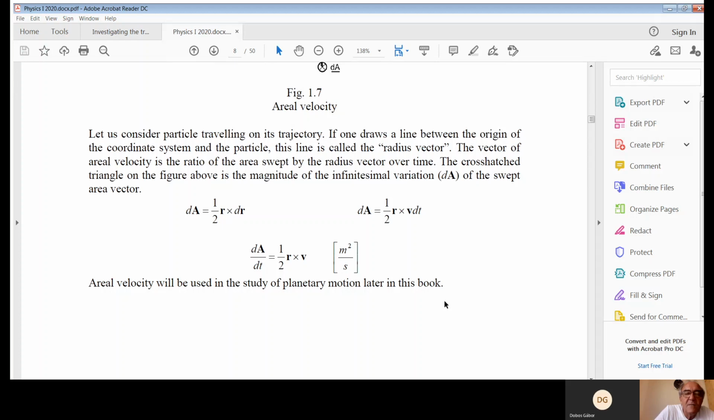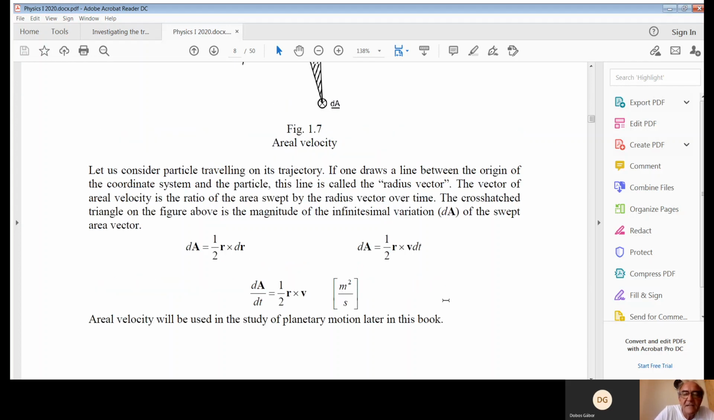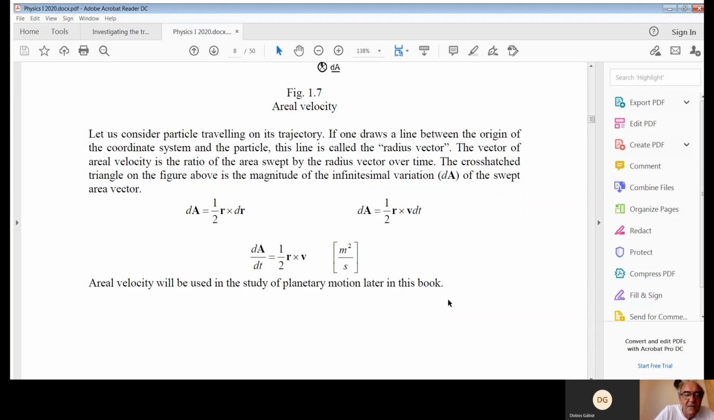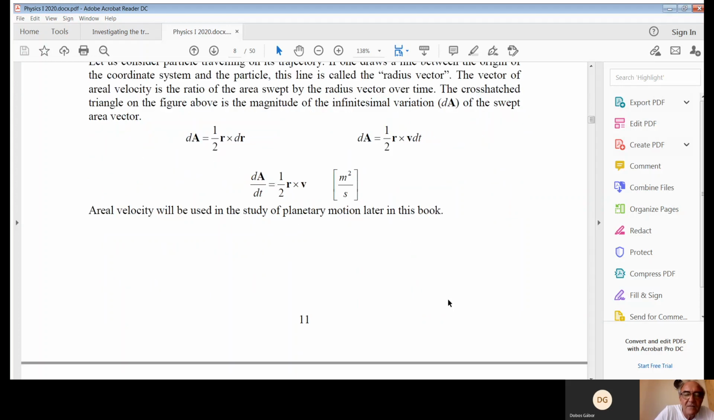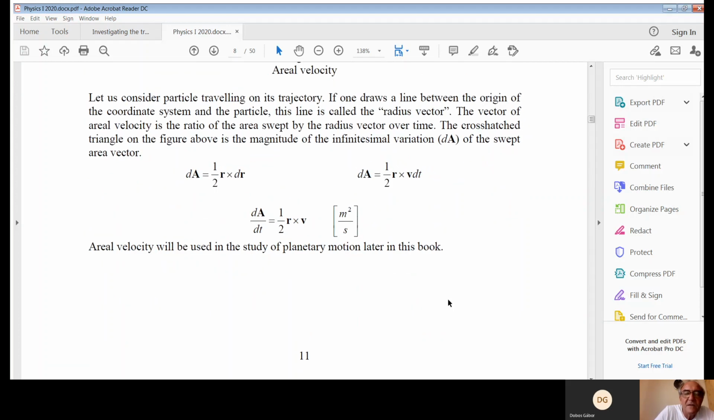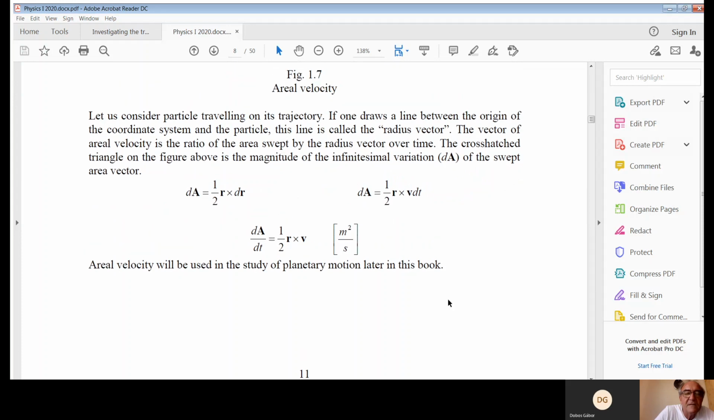So this was the first chapter of the kinematics, and now we finish it for a while. Later we continue it with the dynamics.